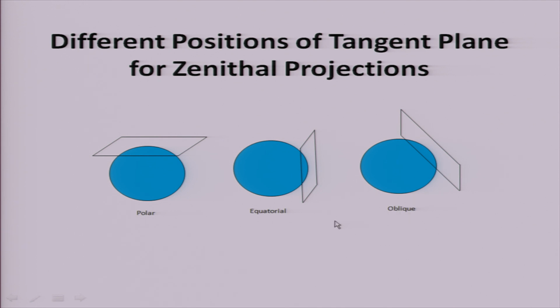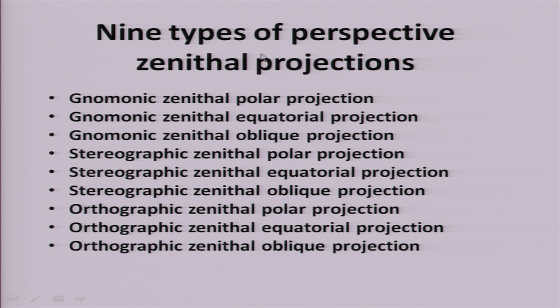of zenithal projection. So we have altogether nine types of perspective zenithal projections: gnomonic zenithal, polar, equatorial and oblique case; then stereographic zenithal, polar, equatorial and oblique case; and orthographic zenithal, polar, equatorial and oblique case.